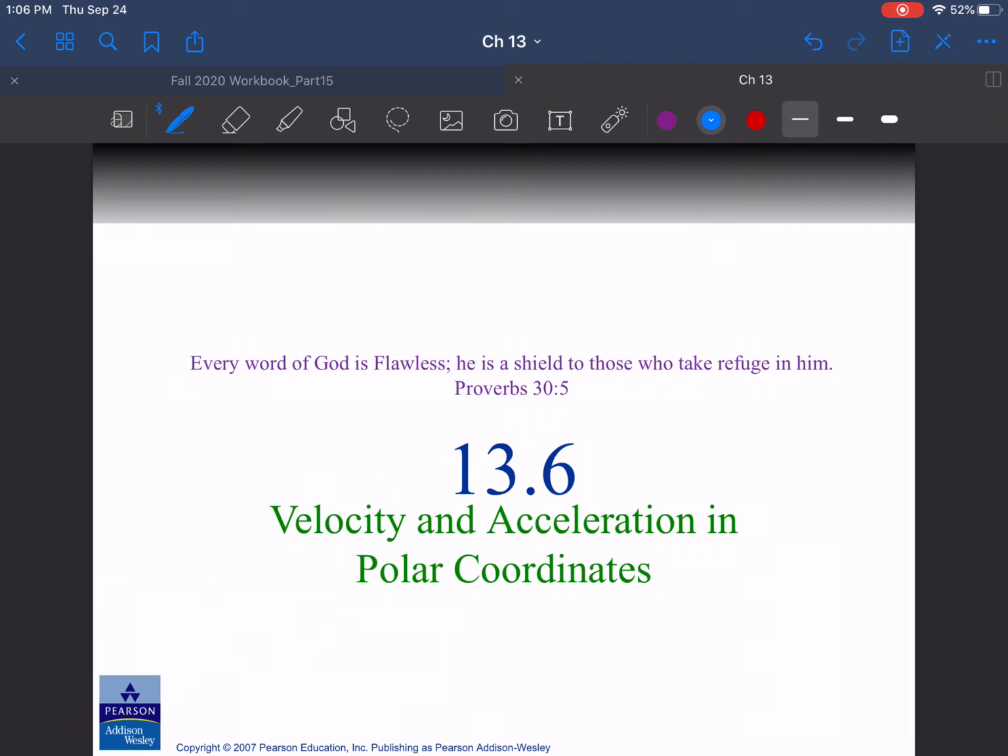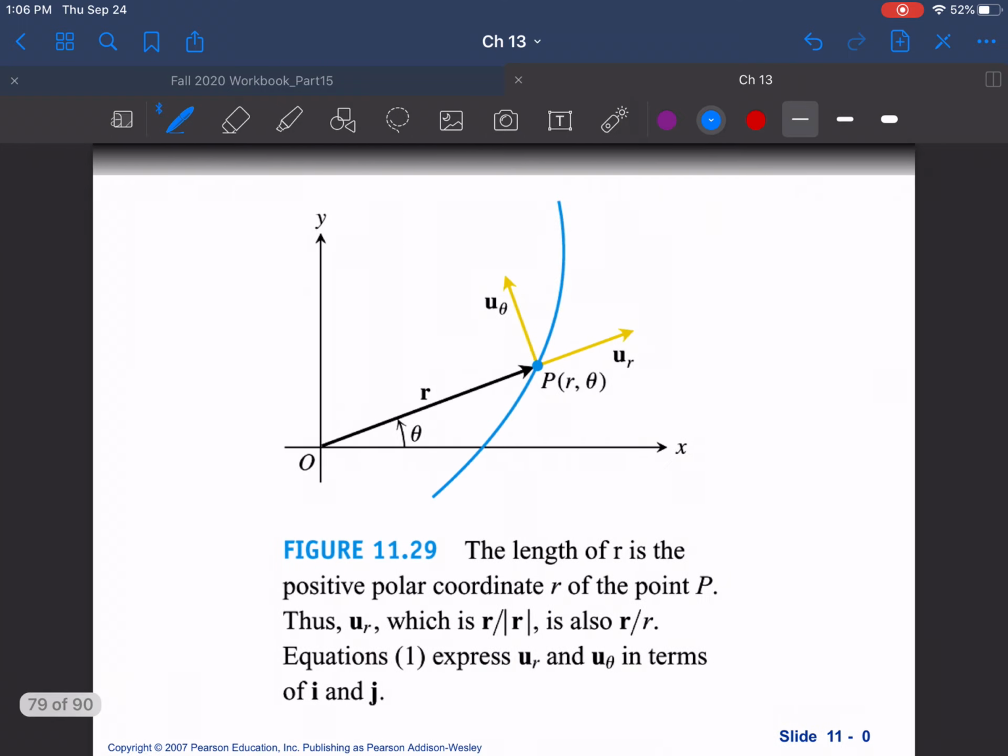All right, we're going to go ahead and start 13.6 here. We're going to look at velocity and acceleration in polar coordinates. So if we look here and we go into polar coordinates, we can see that we have two main vectors that we're going to want to look at here.